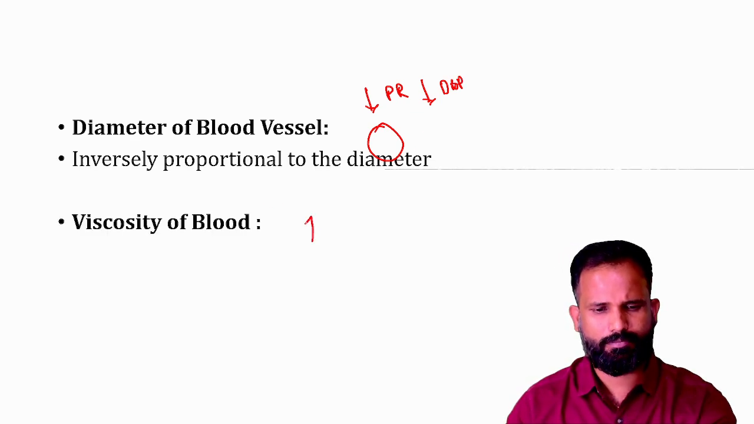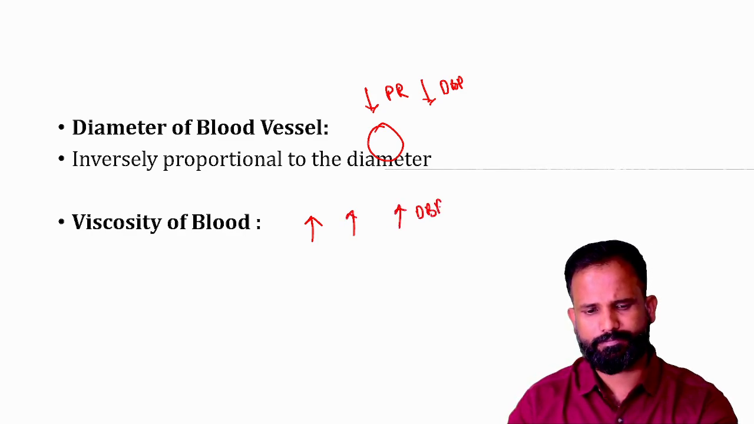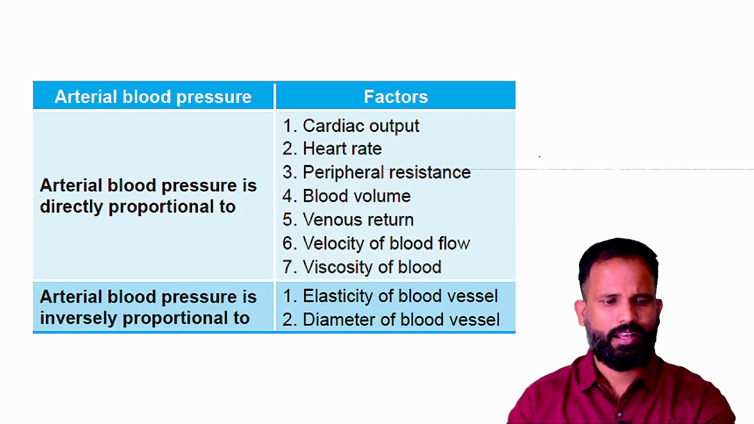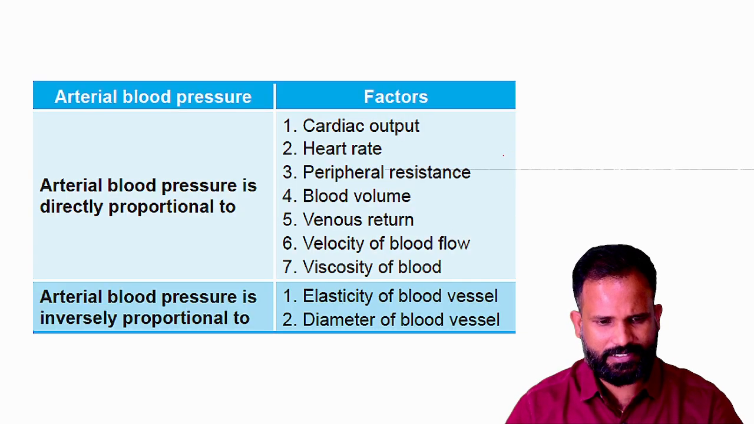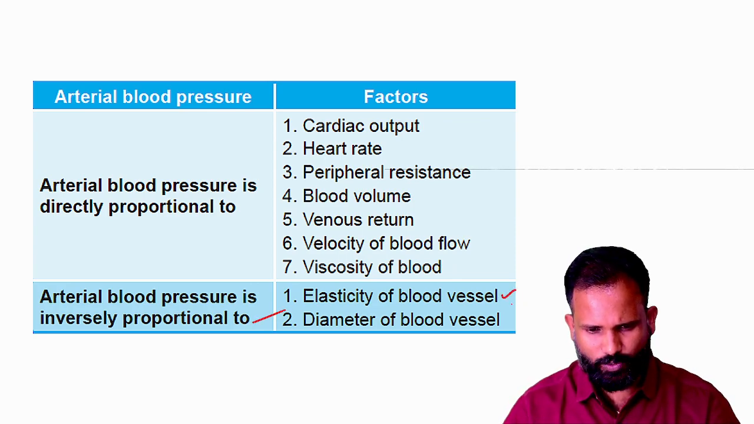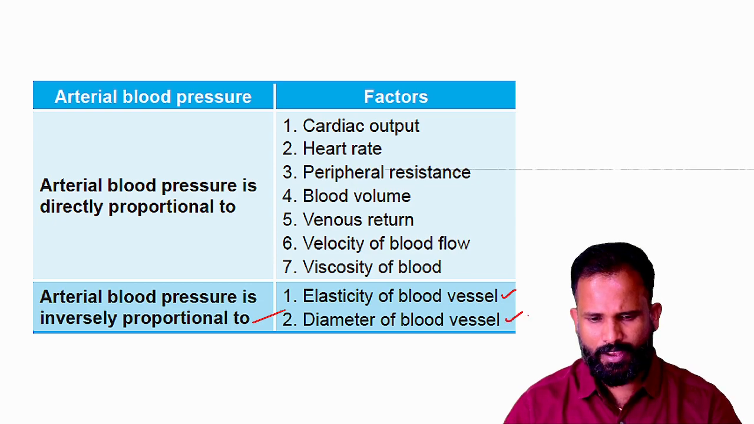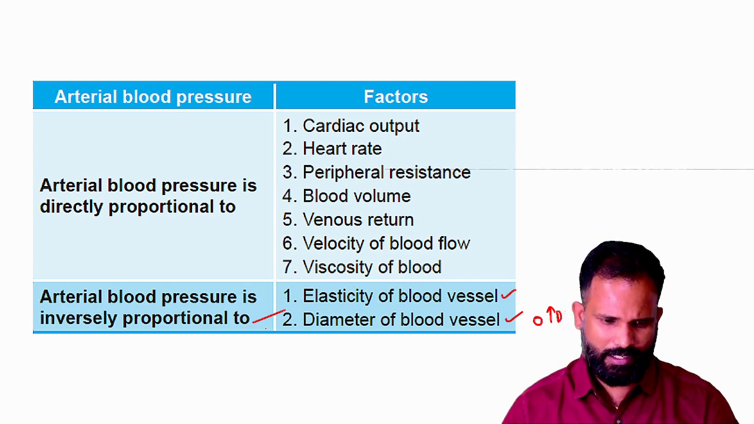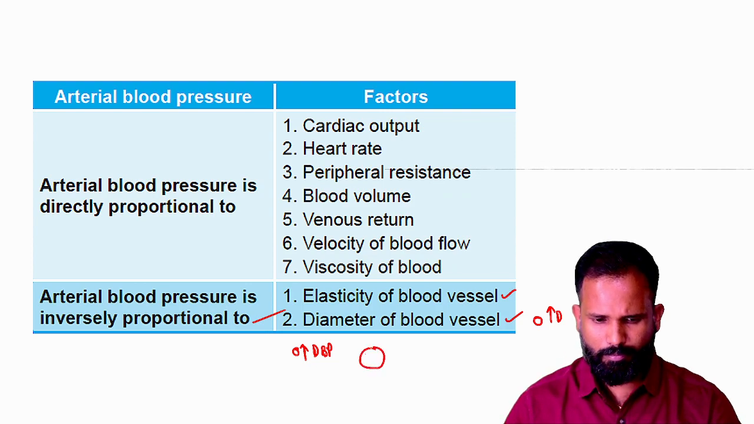Viscosity of the blood: the more the viscosity, the more the peripheral resistance, the more the diastolic BP. So that is directly related. Whatever factors are inversely related are only two. One is the elasticity of the blood vessel, and one is the diameter of the blood vessel. Less diameter, more DBP.